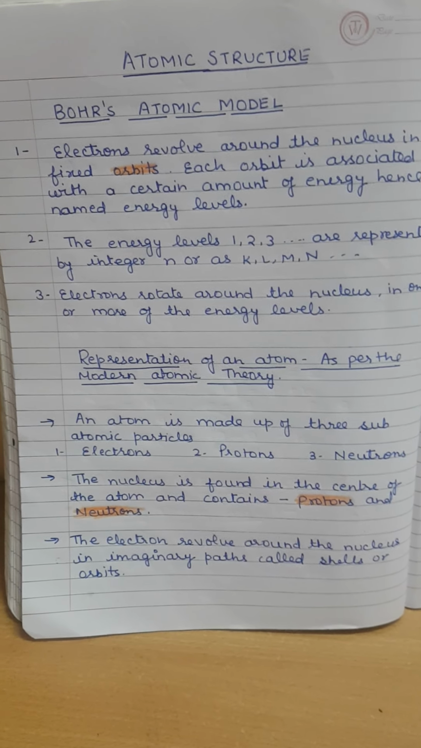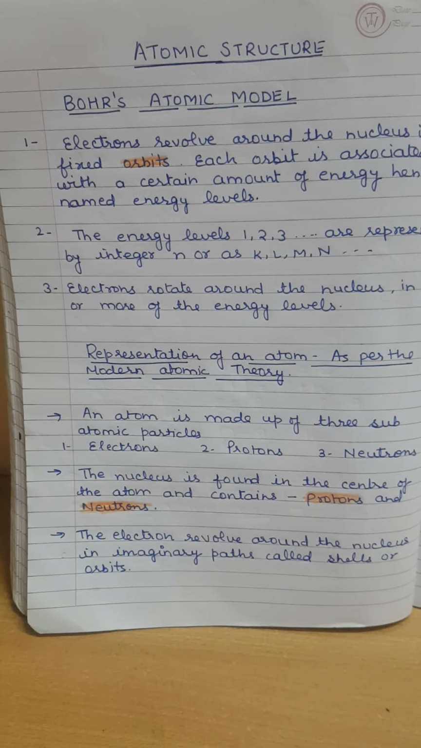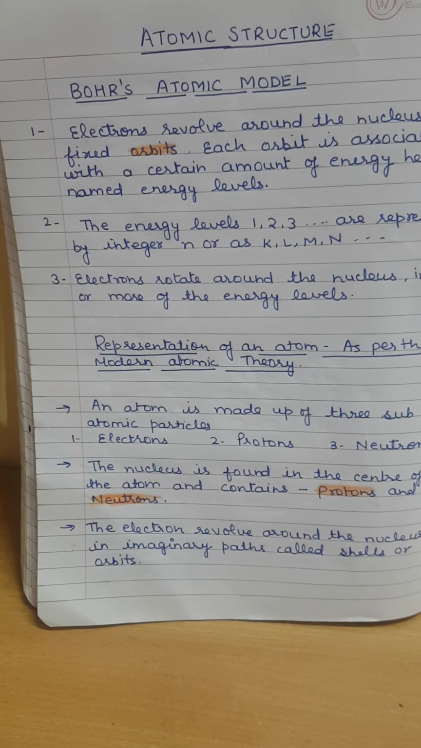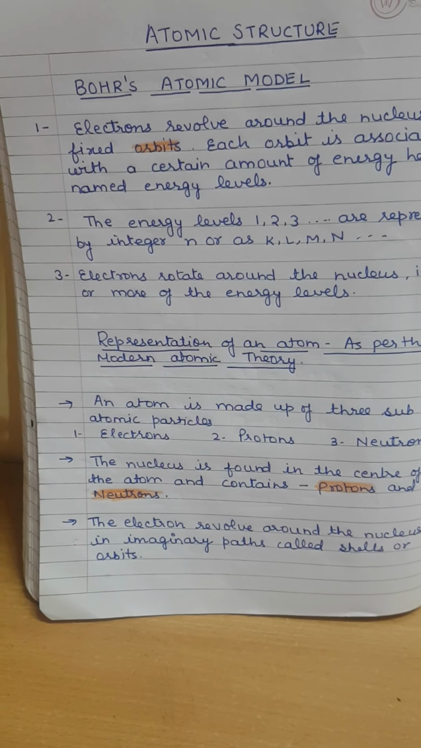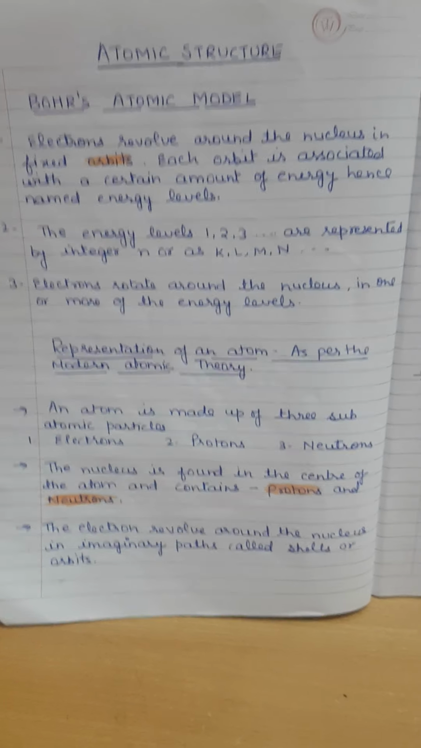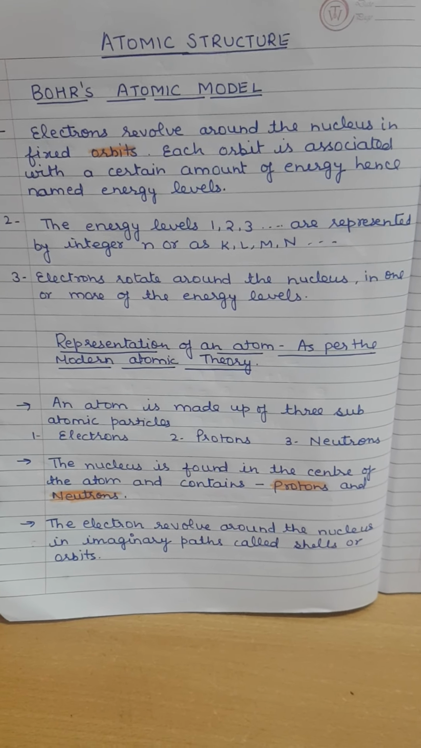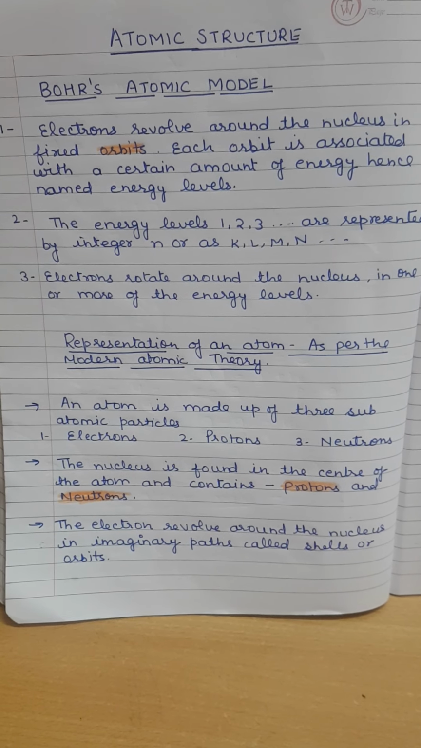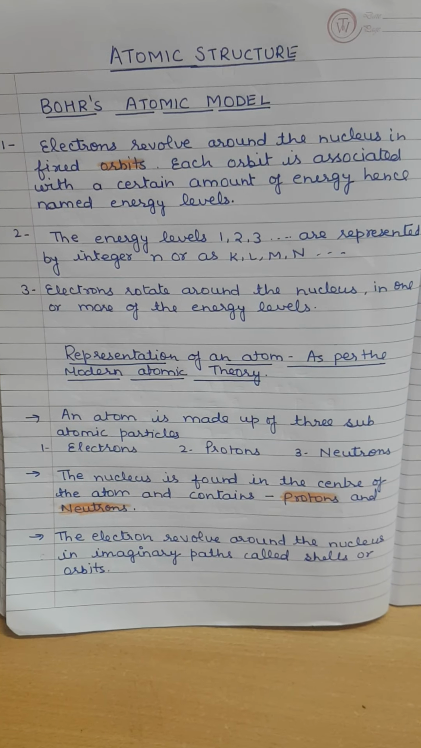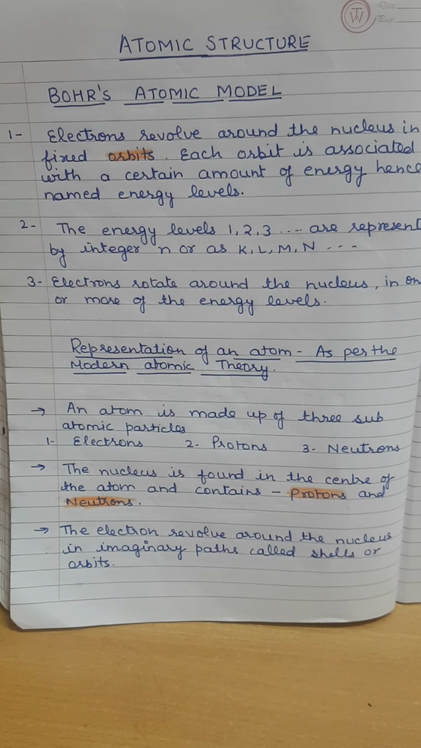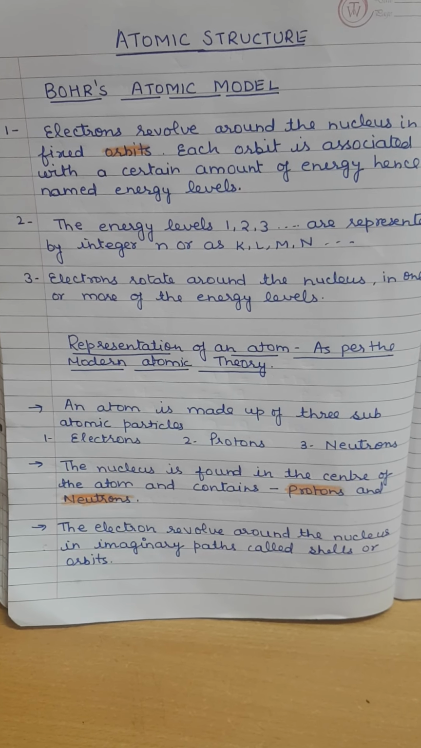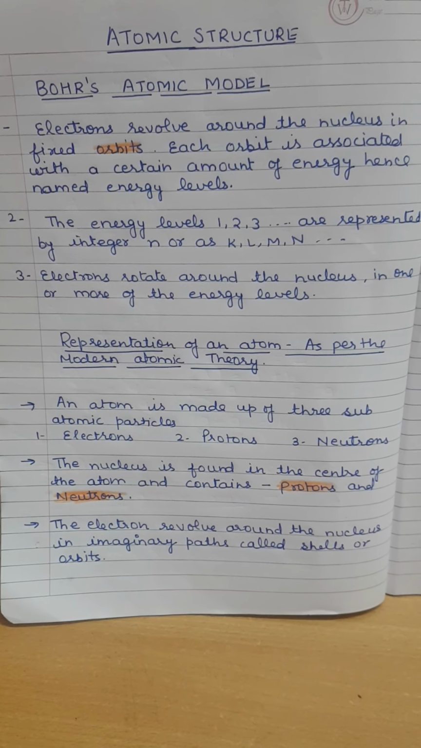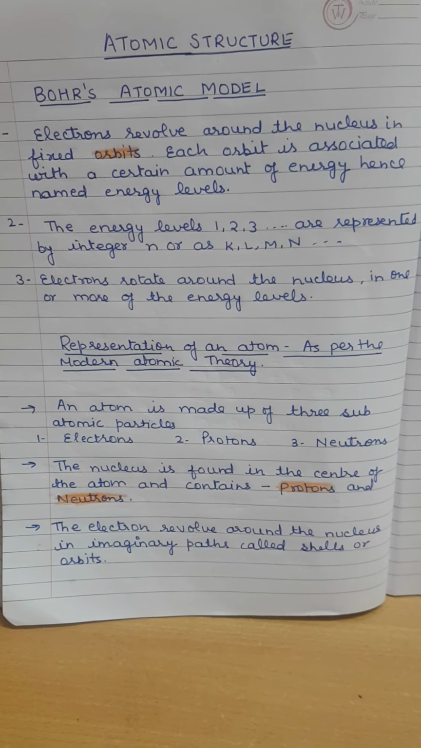After that, a new model, that is Bohr's atomic model, was discovered, and according to this model, electrons revolve around the nucleus in fixed orbits. Each orbit is associated with a certain amount of energy, hence named energy levels. That means electrons revolve around the nucleus in orbits and the amount of energy is fixed.